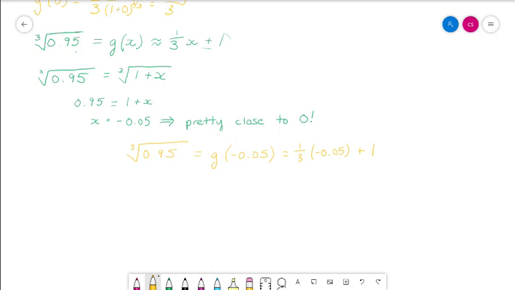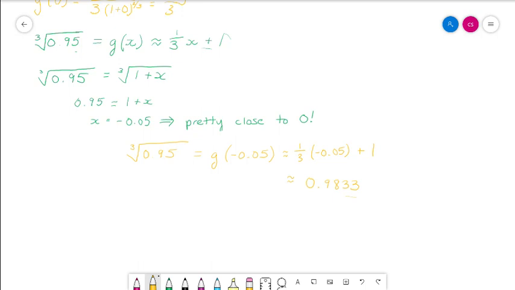So what is harder to do by hand? The cubed root of 0.95 or evaluating a linear function at a point? This is much easier, right? So hence the beauty of our linear approximation. So we could do it by hand. I'm just going to tell you what that is because that's kind of some basic arithmetic. But we're going to be looking at 0.9833. Okay, so there you go. So we're saying that the cubed root of 0.95 is approximately this value.